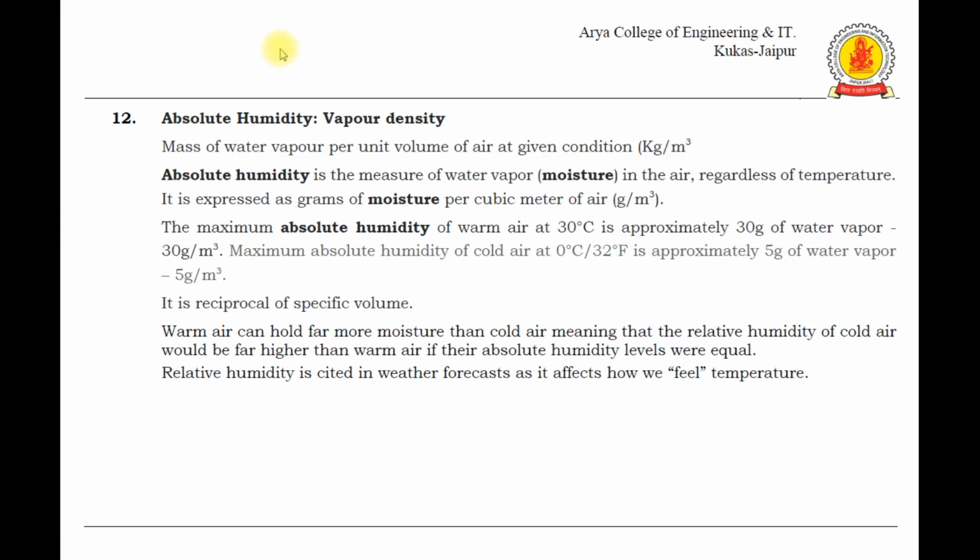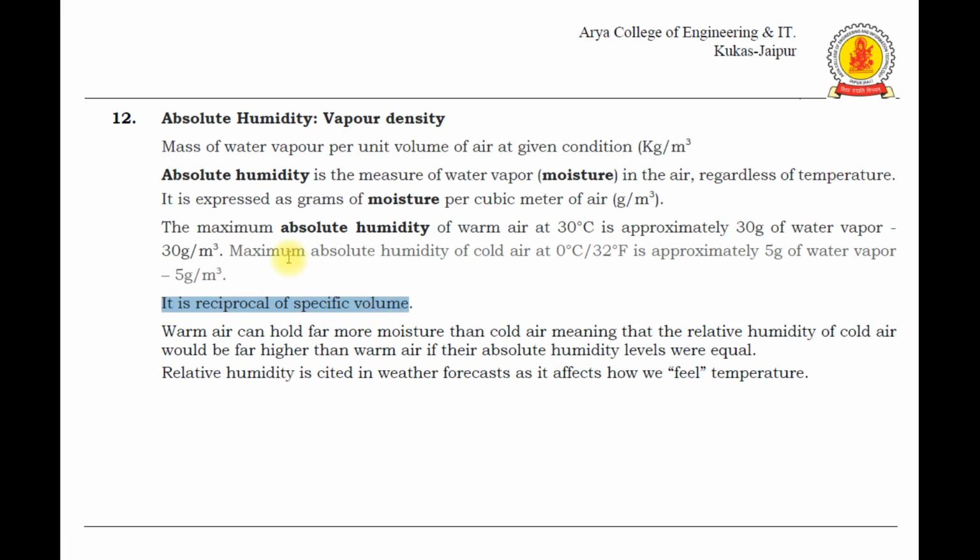Another term is absolute humidity, also called vapor density. It is the mass of water vapor per unit volume of air at a given condition. It is regardless of the temperature. It is expressed as grams of moisture per cubic meter of air. It is the reciprocal of specific volume.